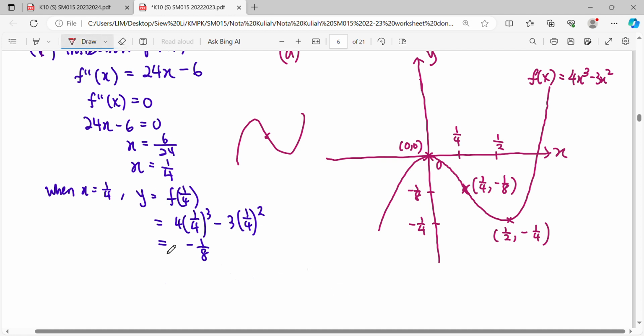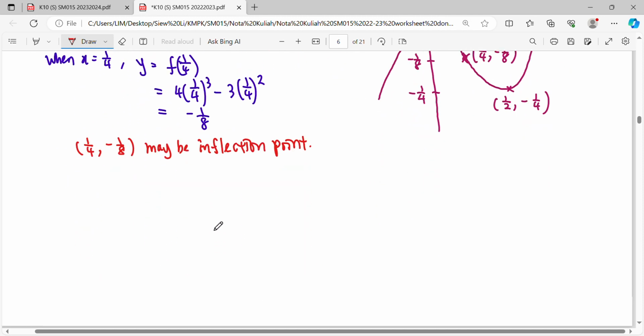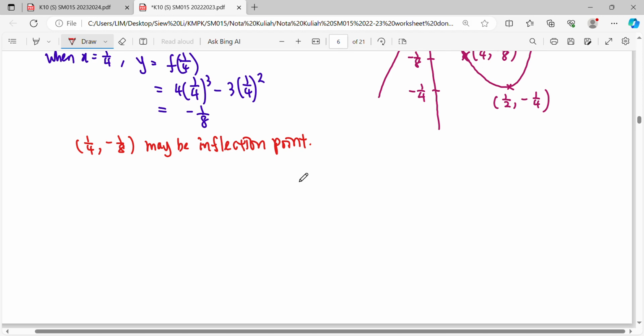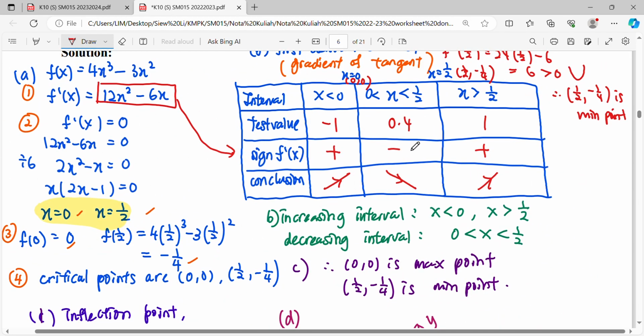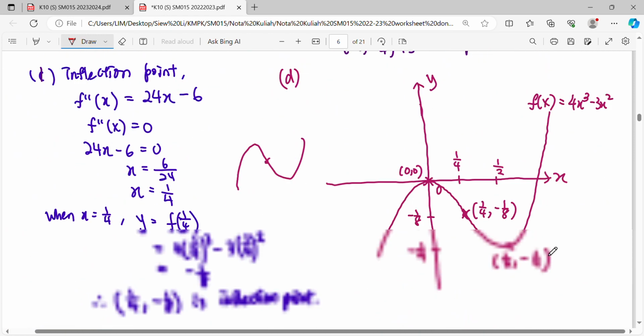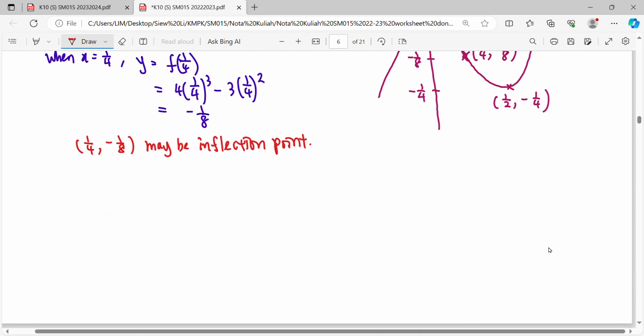So for this point, 1 over 4, negative 1 over 8, it may be the inflection point. Since we haven't done the test, we cannot conclude yet. To justify it is a maxima, or to justify it is an inflection point, you can use the first derivative test using tangent, or the second derivative test using concavity. We will show both of them to you.